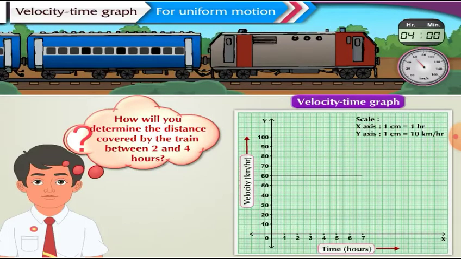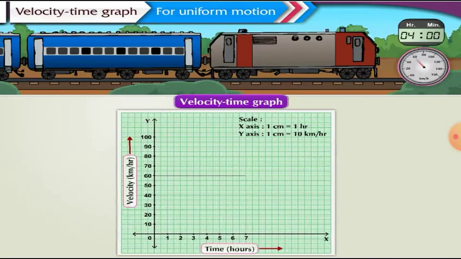To determine the distance covered by the train between 2 and 4 hours, let us first represent 2 hours on the x-axis as time t1 and 4 hours as time t2. Let us denote the point related to time t1 with letter C and the point related to time t2 with letter D. Now, let us draw perpendiculars from point C to point A and point D to point B on the graph line to form a quadrangle ABDC.